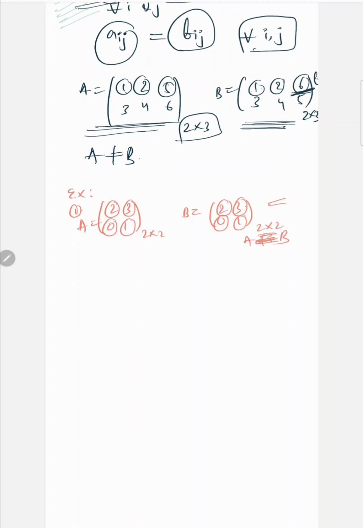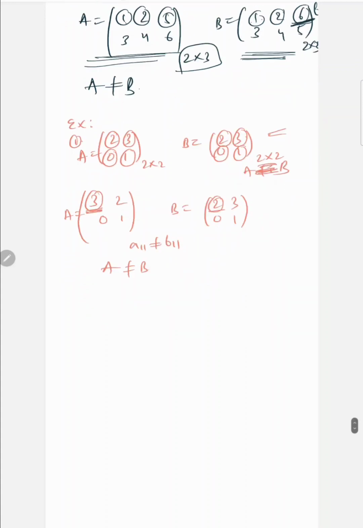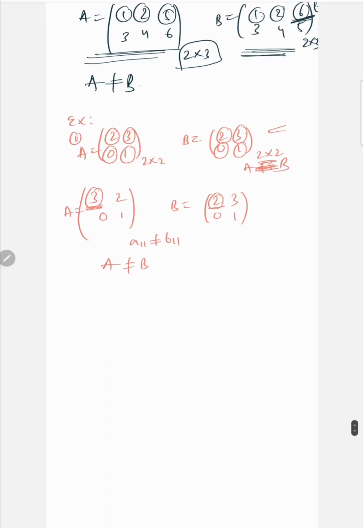But if suppose I take A as 3, 2, 0, 1 and B as 2, 3, 0, 1, we can observe the elements are the same, but the positions are different. So A11 is not equal to B11, therefore A and B are not equal matrices. So this is how we will see whether two matrices are equal or not.